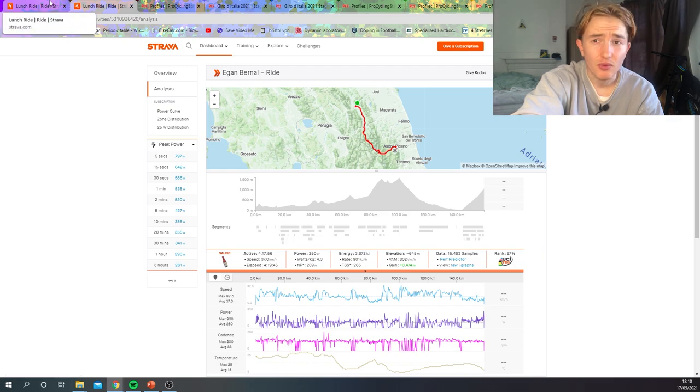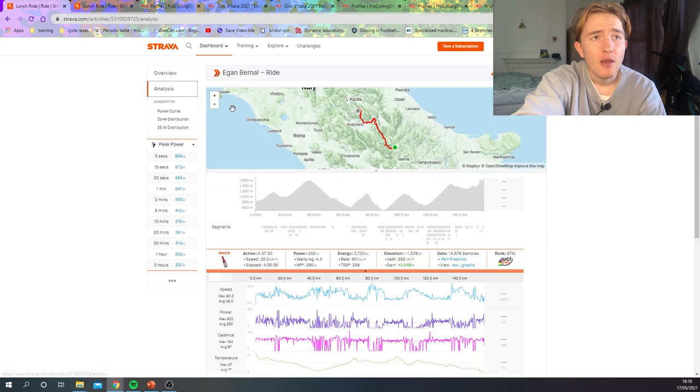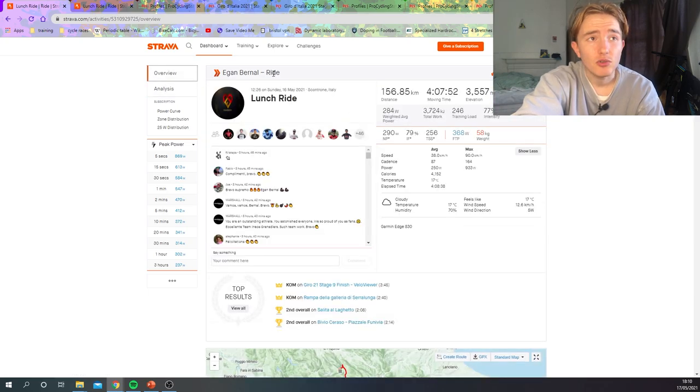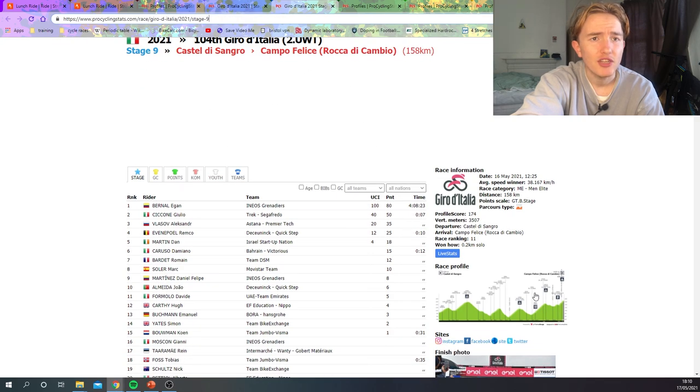Some of his training data has been really, really good. I posted on Twitter a little bit about some of the numbers I've seen, but we're going to look at yesterday's stage, which was stage 11, I believe. No, 9, sorry, 9. So here we go up to Campo Felice. And I think this really shows how good he is.